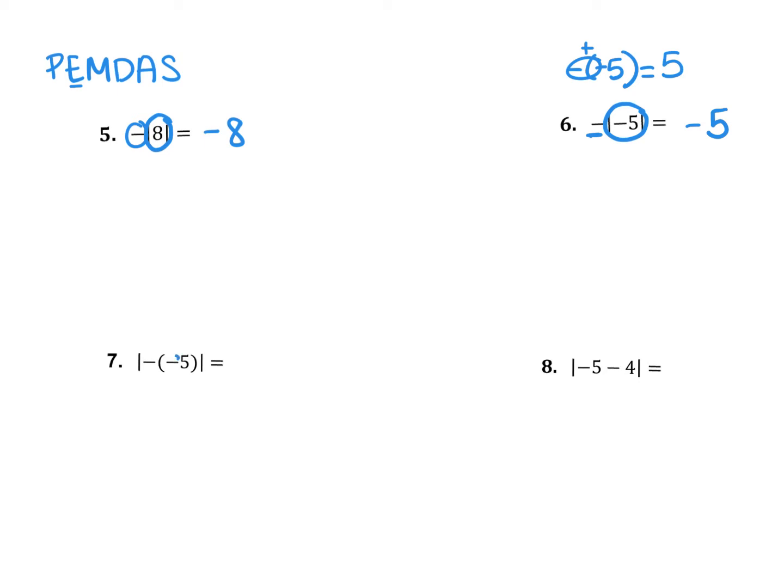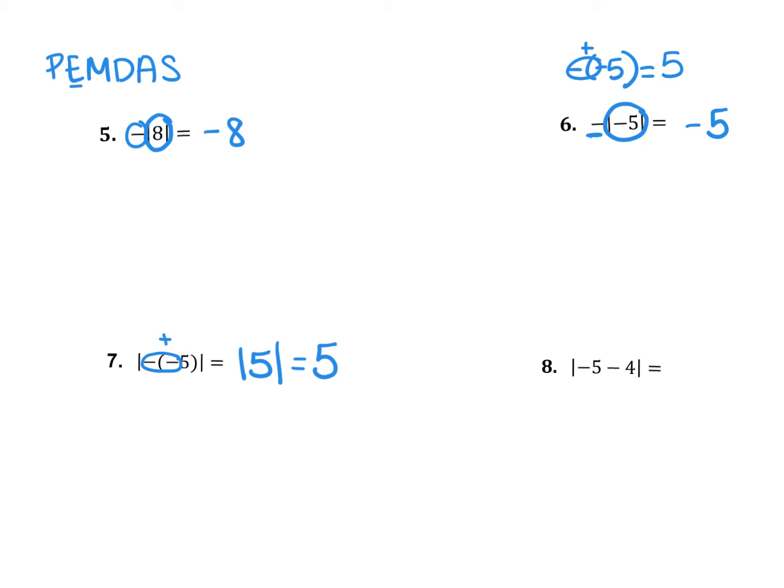And so I'm going to evaluate these 2 negatives. These 2 negatives are going to become a positive because there's just a parentheses separating those 2 negatives. All right, so I've now got a positive 5. So what I have is the absolute value of 5. Well, we know that the absolute value of 5 is 5 units away from 0, and absolute value is always positive, so I'm going to have a positive 5 for my answer here.